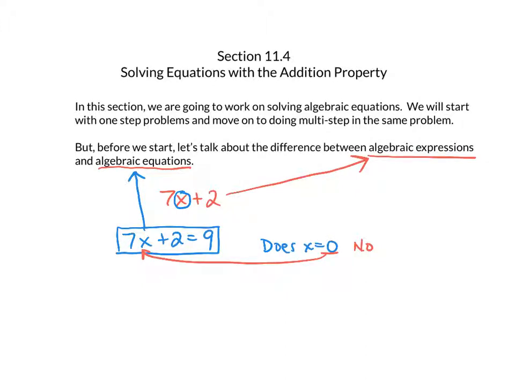How about, can x be equal to 1? Does x equal 1? I'm going to do the same thing, but this time I'm going to put 1 in for that x. 7 times 1 is 7. 7 plus 2 equals 9. So, yes, 1 is a solution for that equation.